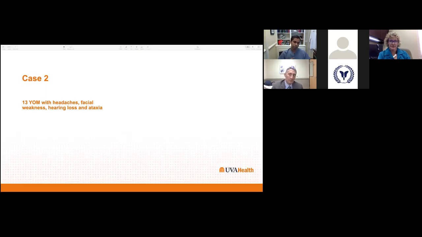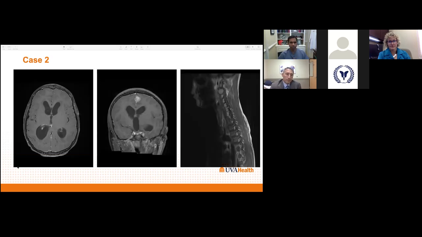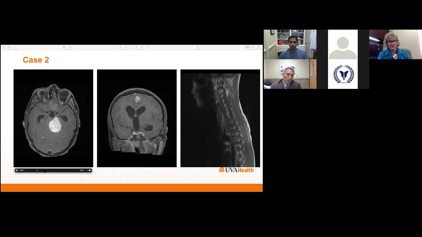The second case I wanted to show is a 13-year-old with headaches. We've been talking about NF2 quite a bit. Patients with NF2 usually present in the second decade of life. This patient presented at age 13 with headaches, facial weakness, ataxia, and hearing loss. So these are his images, and I'm going to scroll through that and talk a little bit about some of the nuances with regards to NF2 and the thoughts that you have to have going into it. But also, we can talk a little bit about the approach for this one.